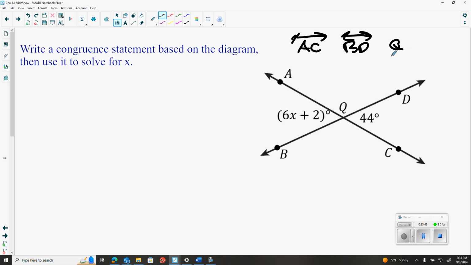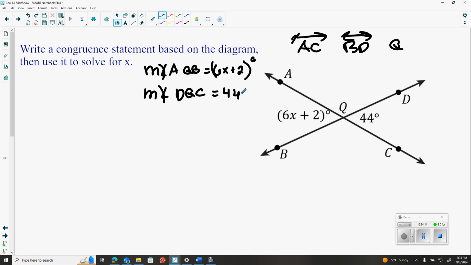Not that we really need to write any of this down, it's just what we're given here. I'm just writing what we're given: the measure of angle AQB is equal to 6x plus 2 degrees, and the measure of angle DQC is equal to 44 degrees. So this is everything we were given here.